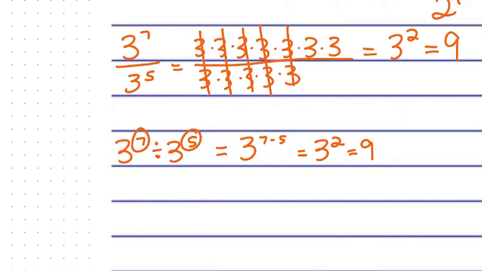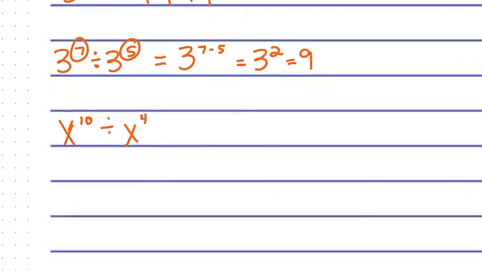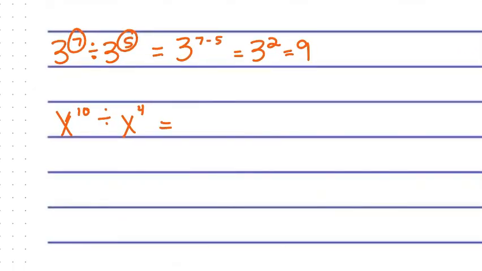All right, so we need to write this as a rule. And then we're going to practice it. So x to the 10 divided by x to the 4. What do we do whenever we divide like bases? Subtract them. So 10 minus 4 is our exponent. x to the power of 6.